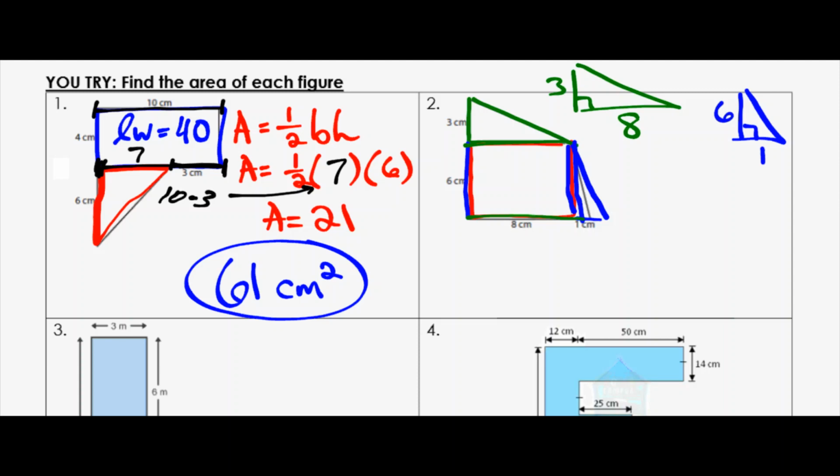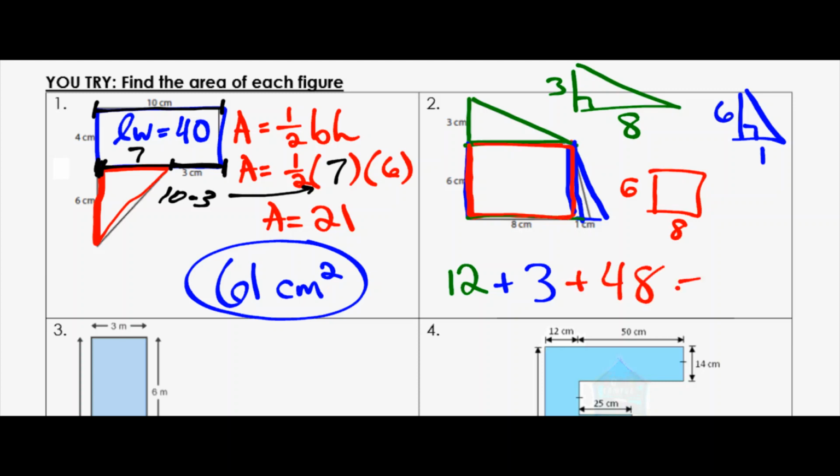And my rectangle, I'm given lengths of 6 and 8. So find the area of each of those separately, and then put them back together. Using 1/2 base times height for this green triangle, you get 12. 1/2 base times height for the blue triangle, you get 3. And length times width for the rectangle, you get 48, which is a total of 63 centimeters squared.